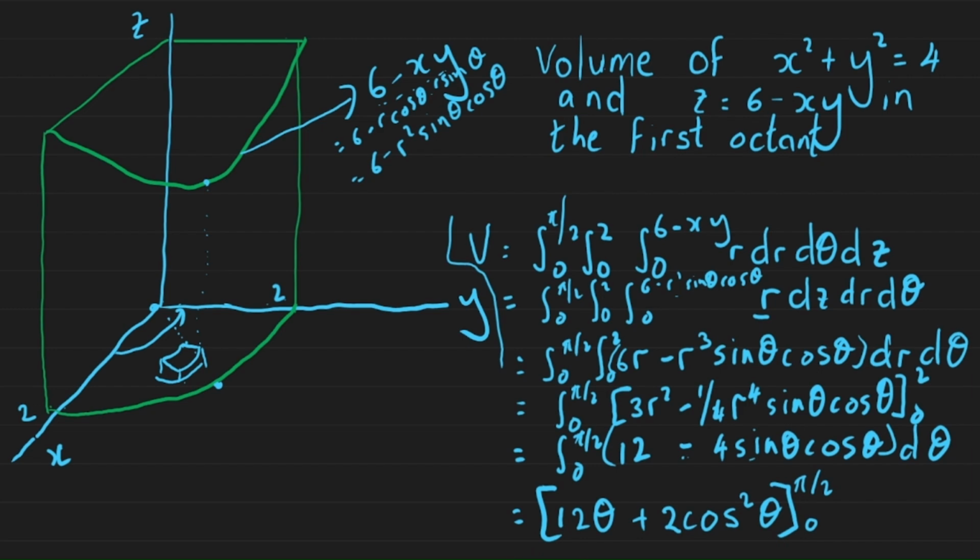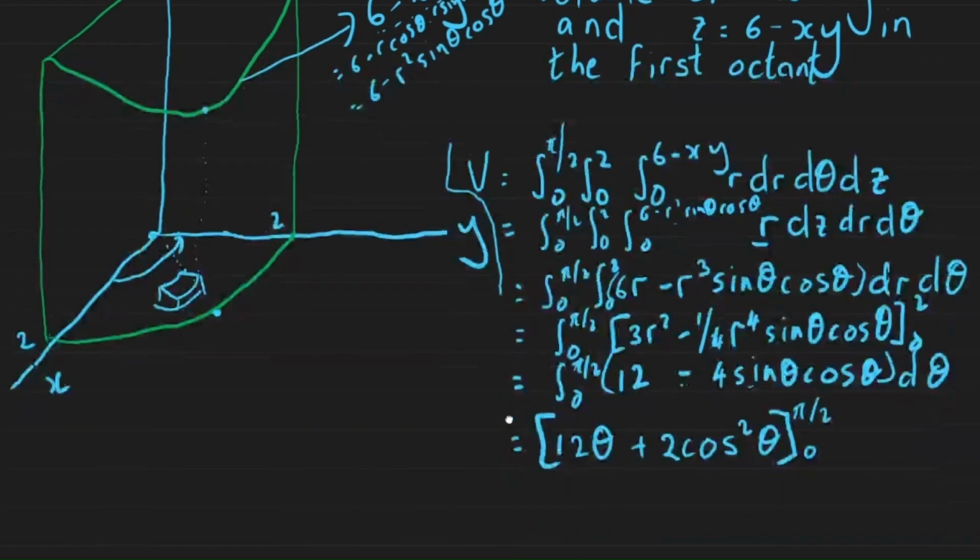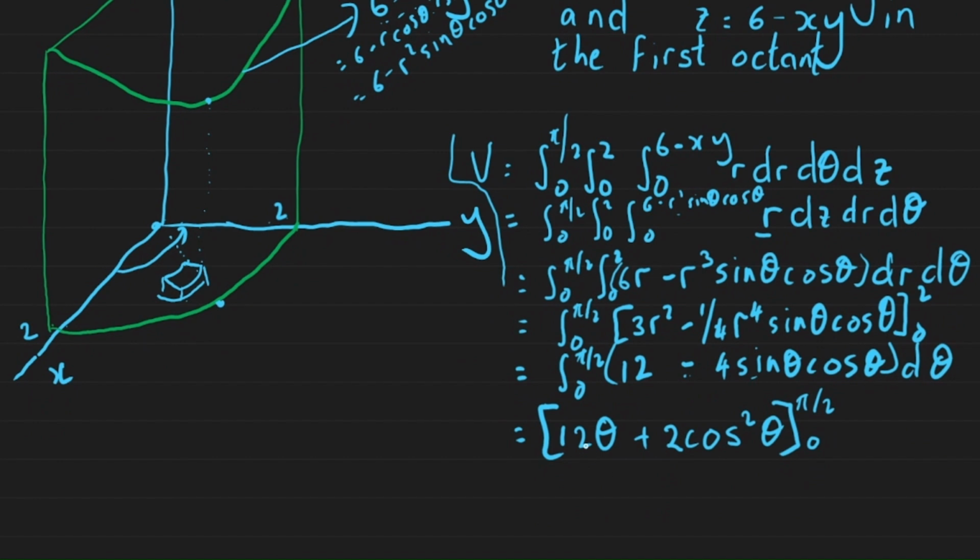So what's left when we integrate this is simply 6 pi minus 2.